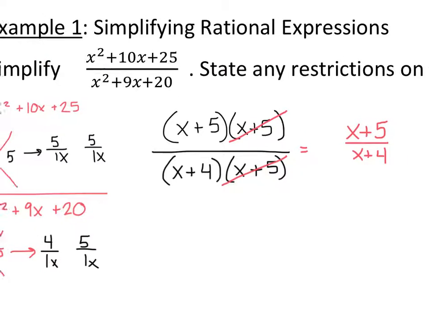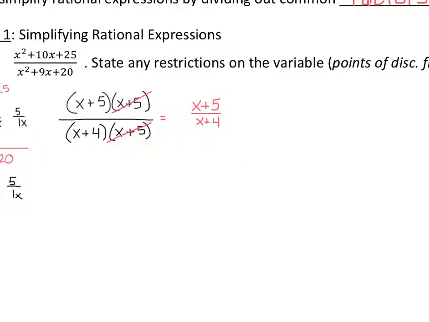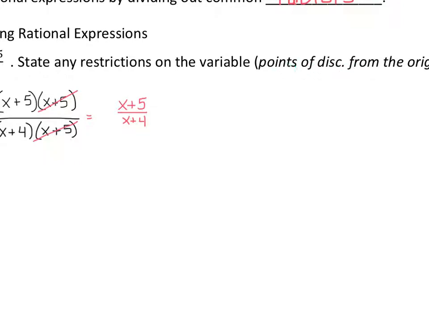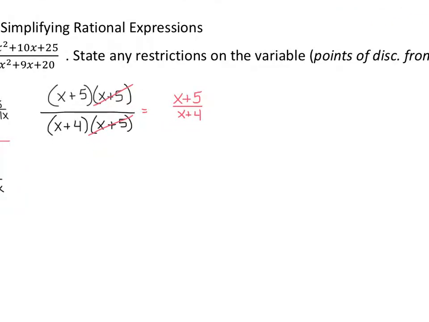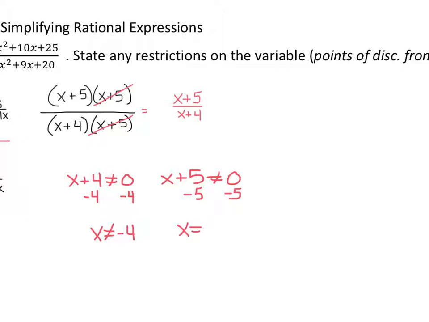Now we have to state any restrictions on the variable, meaning what can x not be. So we need to find points of discontinuity from the original equation. So anything that was originally in the denominator here, we need to say that that cannot equal 0. So x plus 4 cannot equal 0, and x plus 5 cannot equal 0. Move the 4 over, x cannot equal negative 4. Move the 5 over, x cannot equal negative 5.